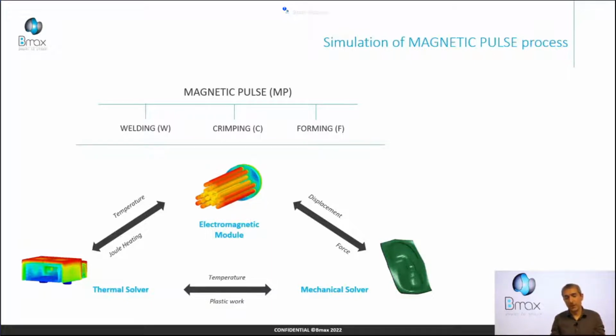For active components like coil or field shaper, the gradient of temperature is significant in the skin depth, and we have to calculate the thermal expansion to be accurate in the estimation of stress component in this active zone. That's why we perform a coupling between thermal solver and mechanical one.